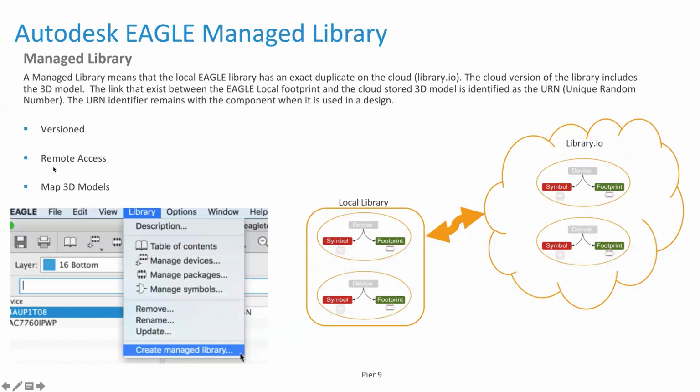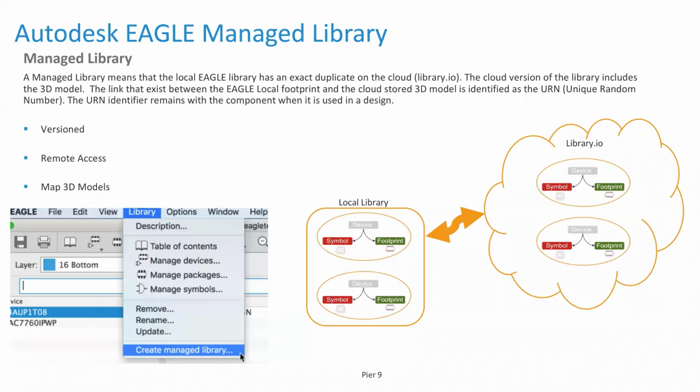Okay, very well. Now, in the library editor, you're going to create a managed library. When you want to actually assign 3D models to your components, you need to create a managed library. What this means is that your local library is now going to have a duplicate on the cloud. That cloud is called library.io. It's the exact same library, but it's on the cloud.